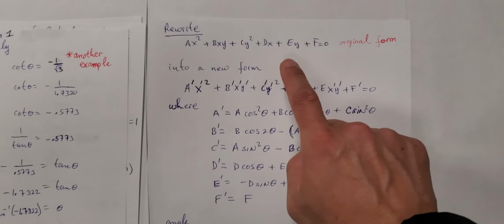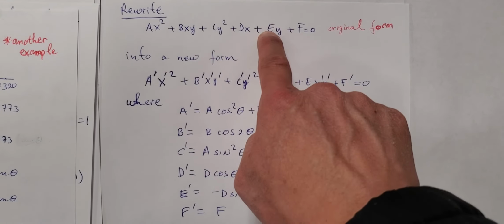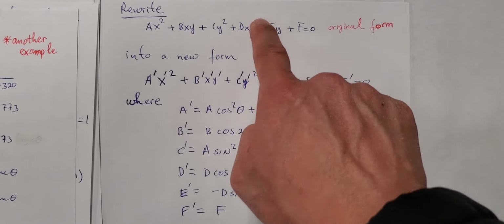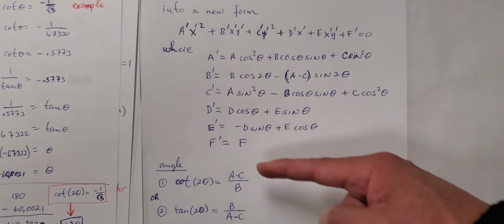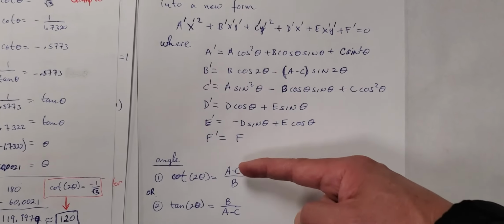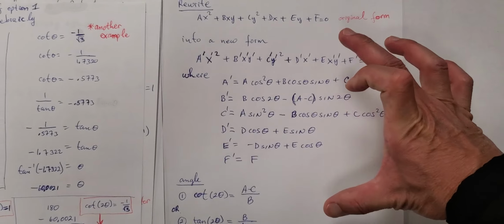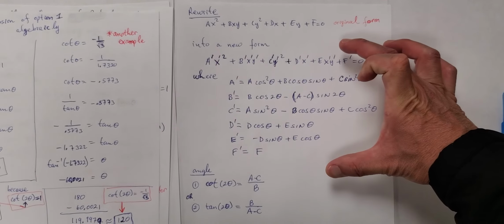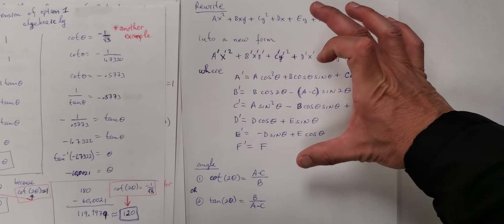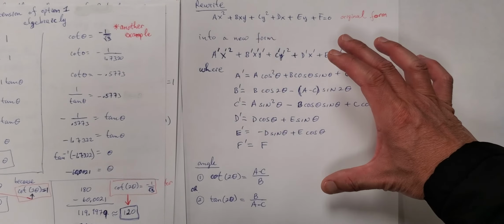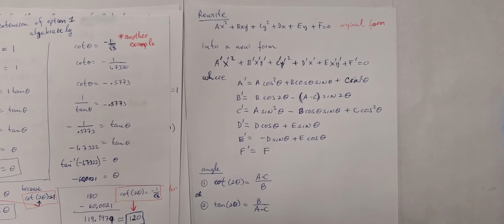Again, how do I rewrite the original equation into this form? This is the original, this is the new. How do I rewrite this into this? Well, we're going to use these formulas, plus the angle, either cotangent or tangent. Either one still works, it's the same. But we're going to skip this section because the process of going through this is very lengthy. I still show it to you just in case you might need this for future reference.